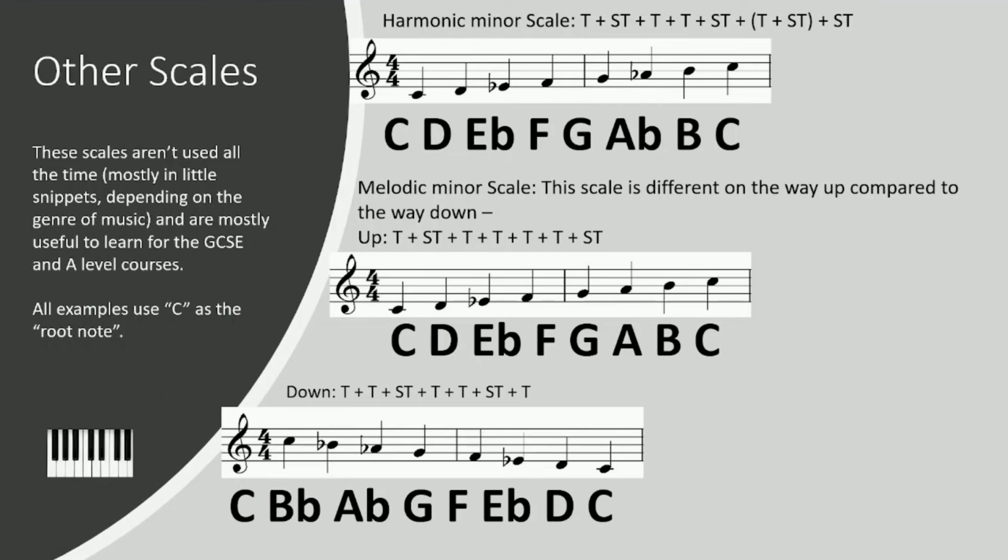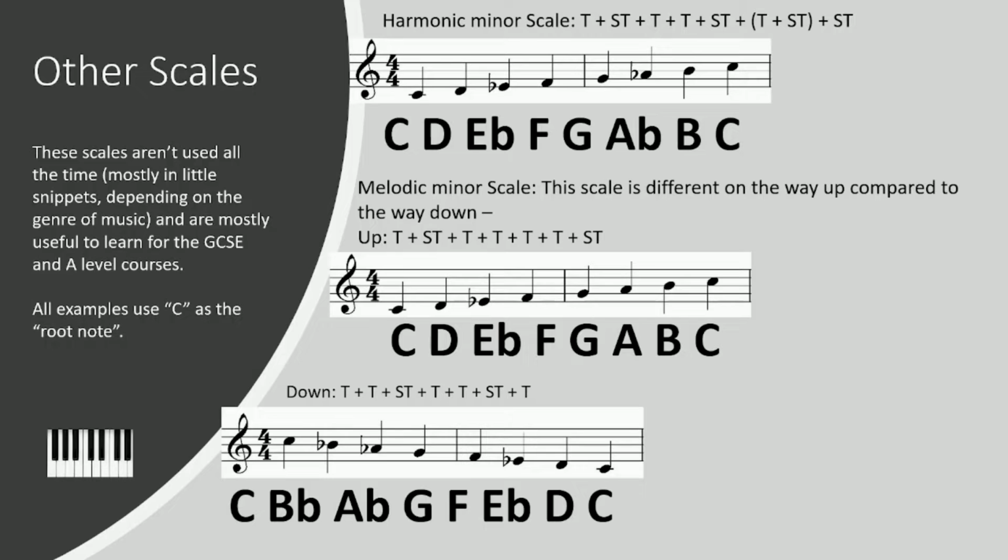Then the melodic minor scale. This scale is different on the way up compared to the way down. On the way up, it's tone, semitone, tone, tone, tone, tone, semitone. So it's only the 3rd degree of the scale that's flattened compared to the major scale. But then on the way down, it's the full minor scale.